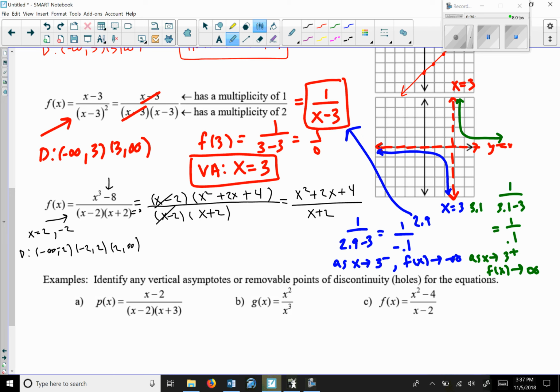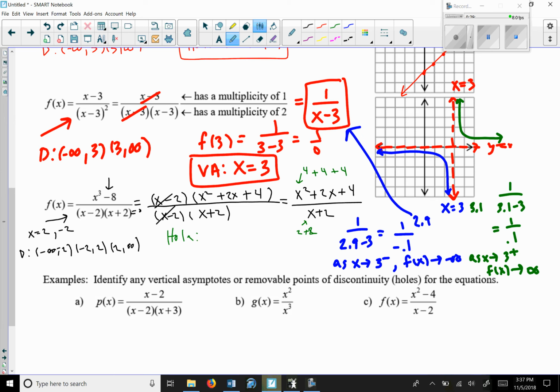So now I need to look at 2 and negative 2 to figure out if it's a vertical asymptote or a hole. If I plug 2 into this equation, I would get 2 squared, which is 4, plus 2 times 2 is 4, plus 4. In my denominator, I would get 2 plus 2. And notice it did not make my denominator 0. Because it did not make my denominator 0, this is a hole. And so where is that hole?